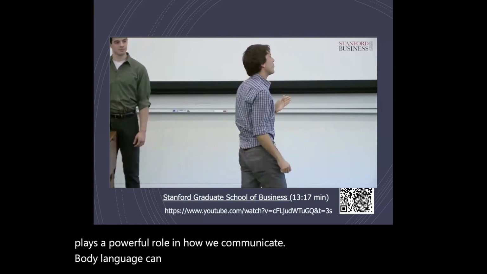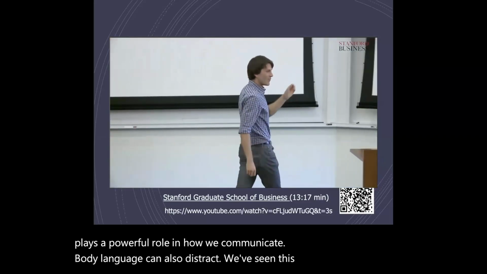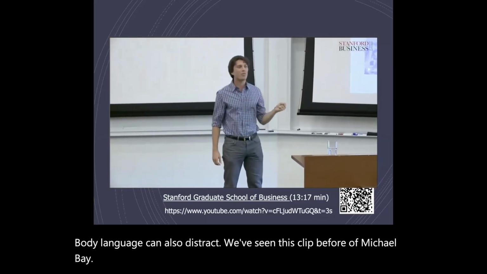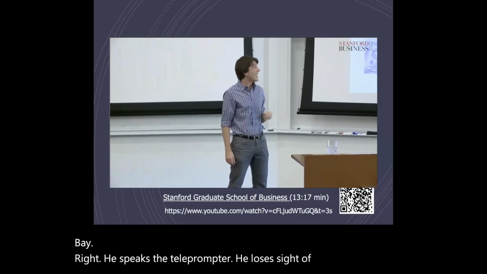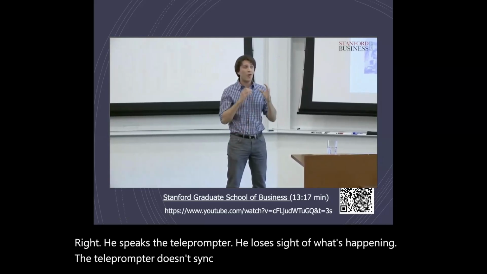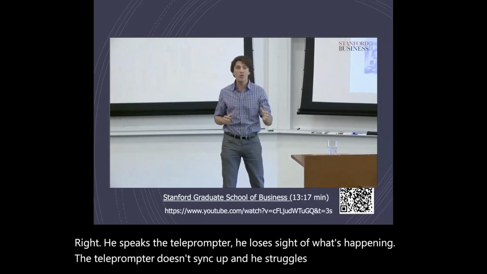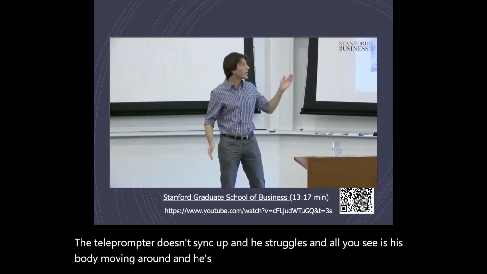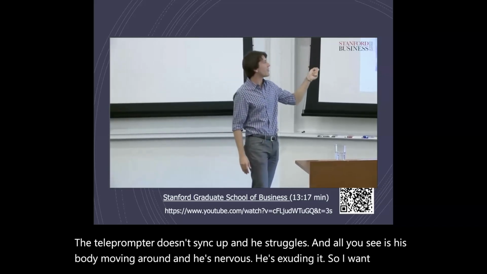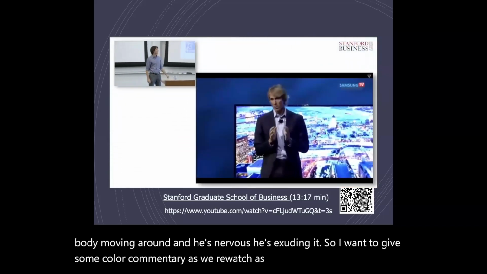We've seen this clip before of Michael Bay, right? He speaks, the teleprompter, he loses sight of what's happening, the teleprompter doesn't sync up, and he struggles. And all you see is his body moving around, and he's nervous. He's exuding it. So I want to give some color commentary as we rewatch as a class what is happening.